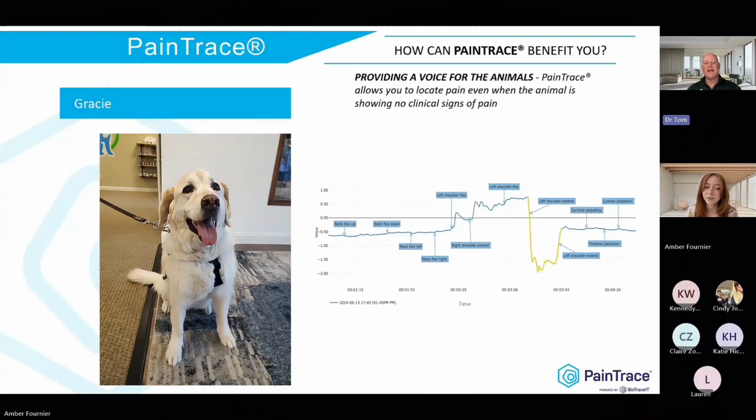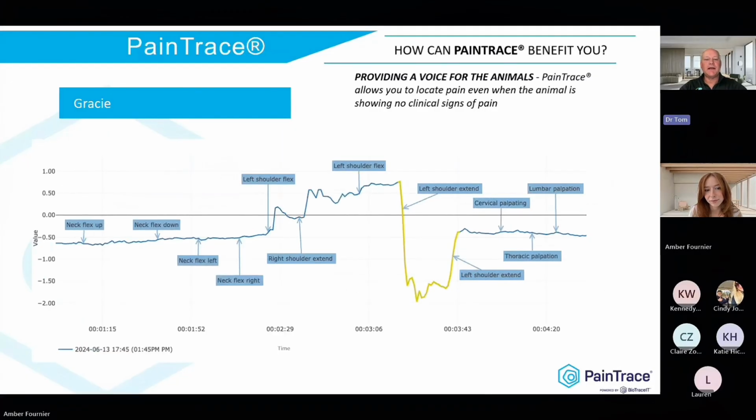At the time, I did not have PainTrace with me as a tool. When I did get PainTrace, she was one of the first dogs that I wanted to try. This is one of her scans, and the reason I wanted to try it is because I wanted to see how much pain those hips were actually in. So I did an orthopedic examination, and the good news was the hips were great.